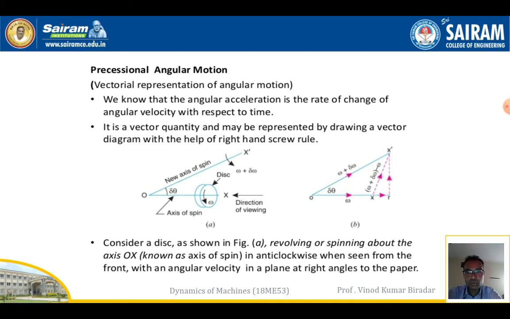Here let OX be the normal plane, and when you tilt and travel some distance, it changes from OX to OX dash. The same I am going to draw in the vectorial representation on this side. Consider a disc as shown in figure A. Let us assume a disc rotating or spinning about the axis OX, known as the axis of spin, in the anti-clockwise direction when seen from the front, in the direction of viewing, with the angular velocity in the plane at right angles to the paper.